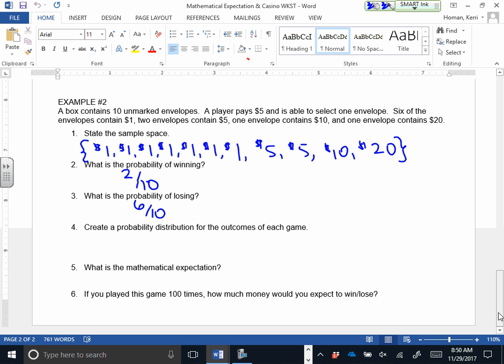Okay. Now, when we create this probability distribution, value, I'm not going to spell it all out. I ran out of room. Okay. We're actually not going to put just those 2 numbers. Okay. Yes, we are going to put 6 out of 10. And how much money are we losing if we draw the $1 envelope? We're actually losing $4.